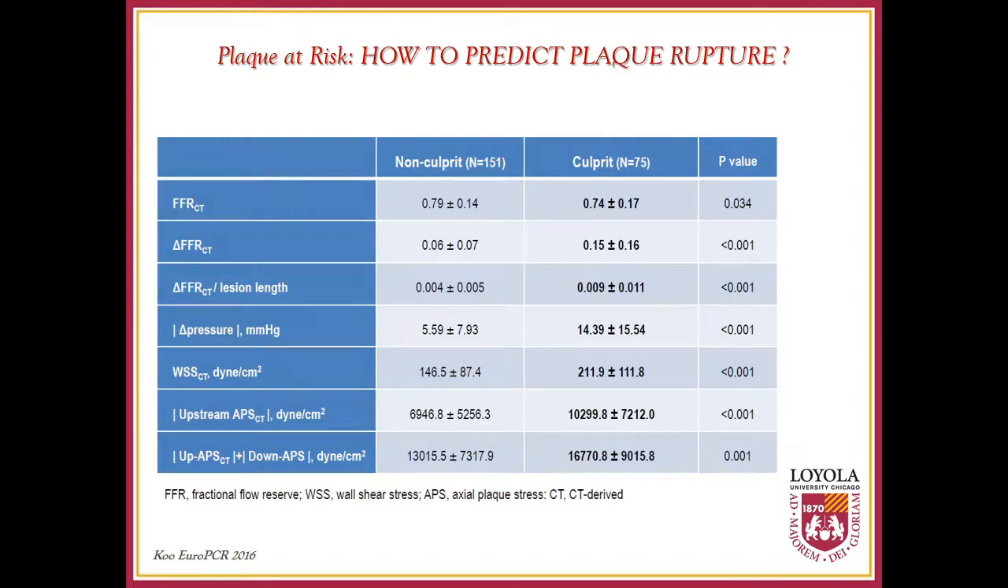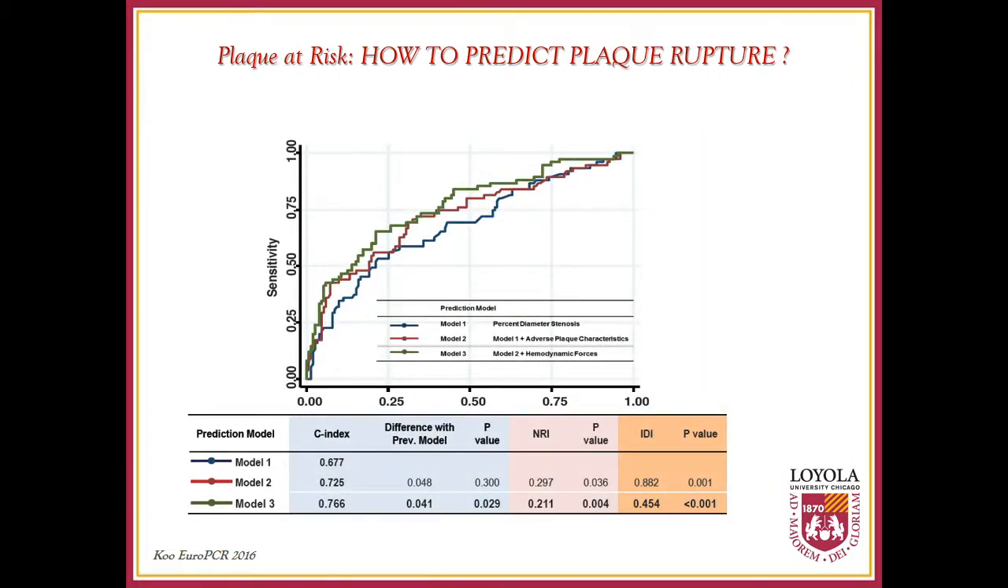And if you look at the C index, incorporating percent diameter stenosis, adverse plaque characteristics and these adverse hemodynamic forces, the model incorporating all of these variables had the highest statistically significant C index of 0.7, almost 7, in predicting downstream acute coronary syndromes.